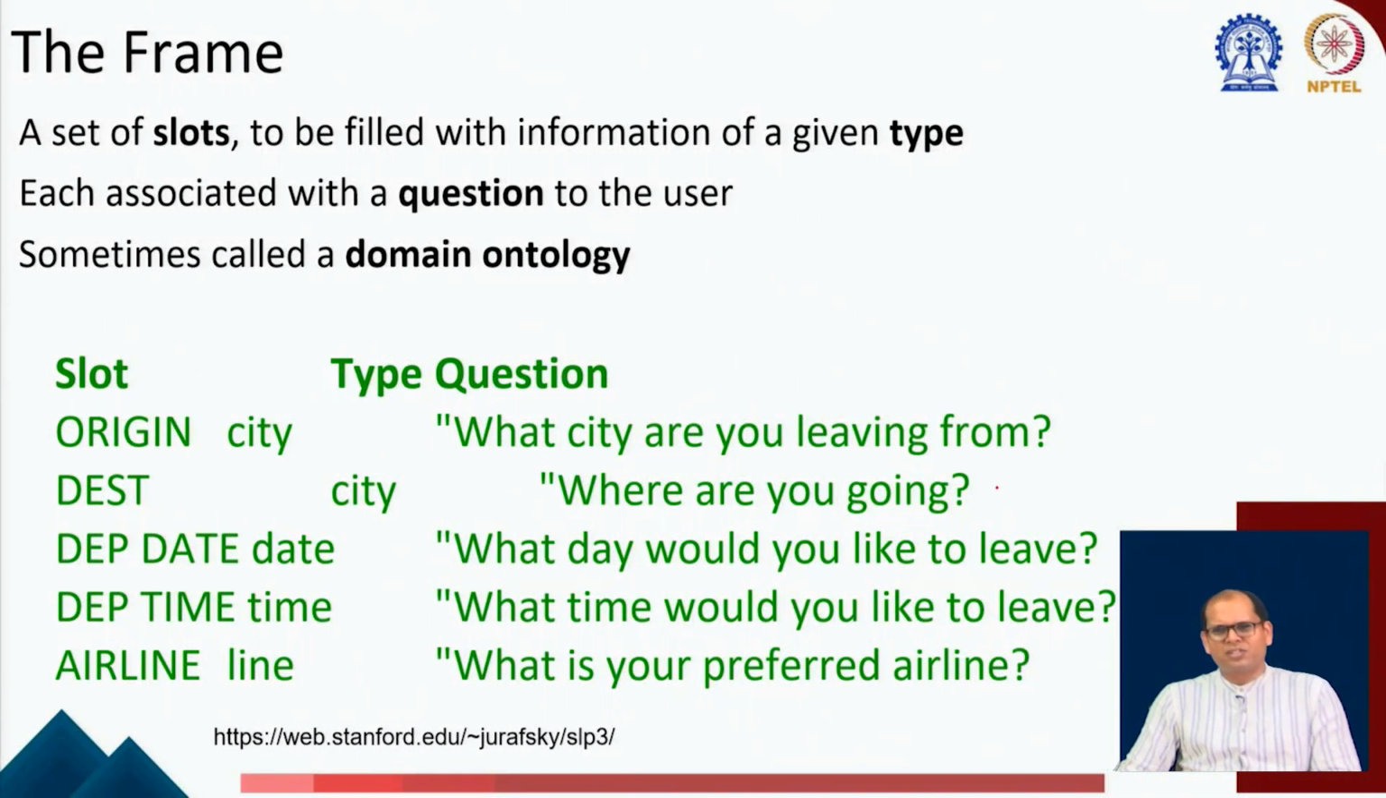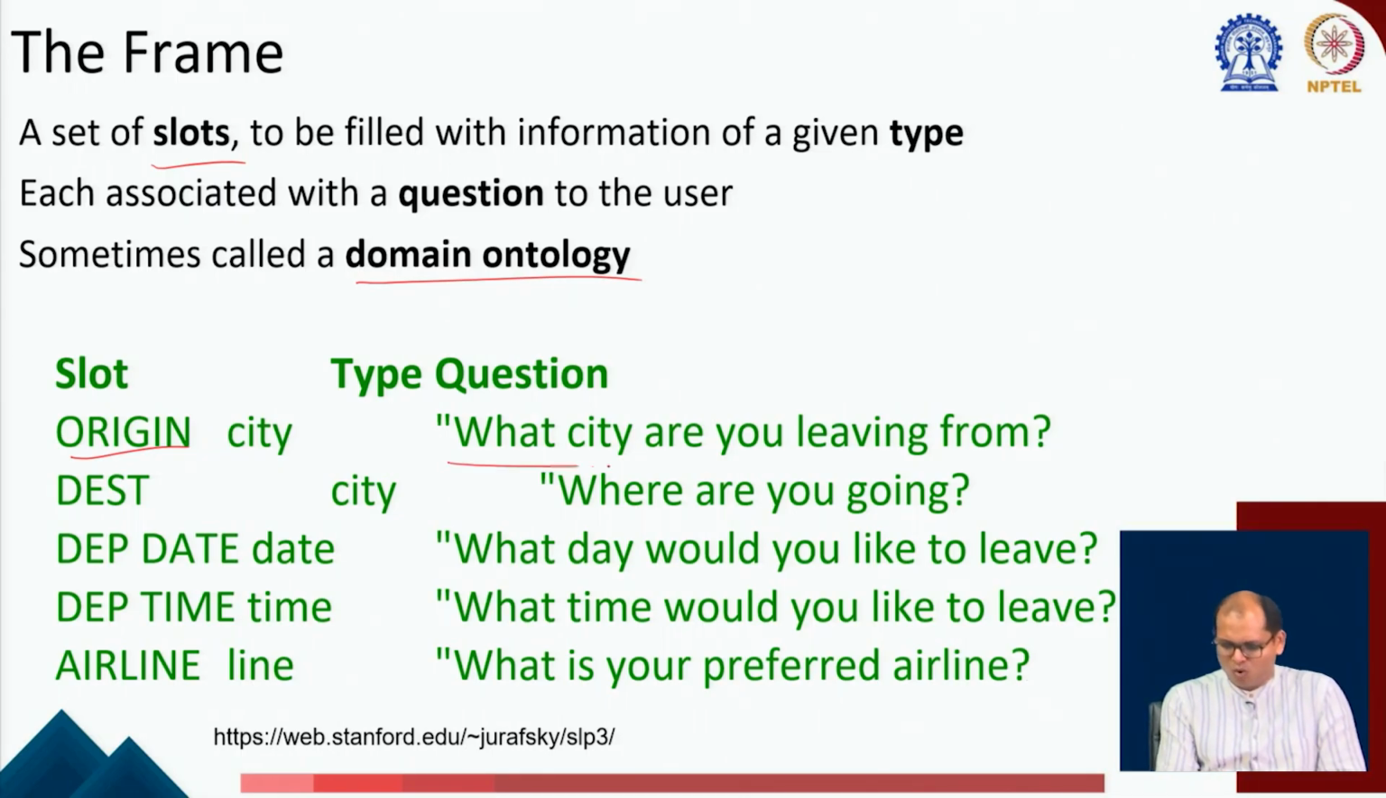So the frame is nothing but a set of slots, and they are filled when the user gives certain information, and each will have a corresponding question. So if you don't have that value, you will ask a question to the user to fill the value. Right? This is also known as a domain ontology. Like here, this is for the origin. So if you want to know the origin, you can ask a question.